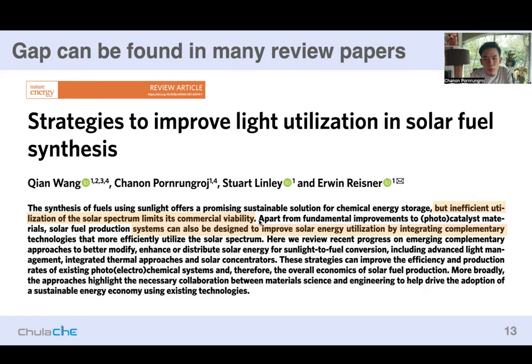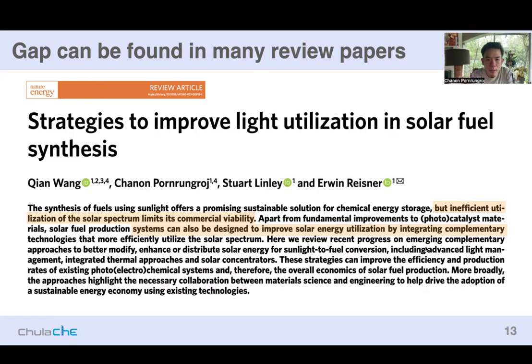And then we also go into the second gap, right? Apart from fundamental improvement to the materials, the system can also be designed to improve solar energy utilization by integrating complementary technologies that more efficiently utilize the solar spectrum. So we identified the gap that solar energy is not being utilized properly, and there are some existing technologies that we see as a gap in the reviews, that nobody has reviewed. And then we review the recent progress on emerging technologies, right? So we tell them what we're going to be doing in this paper.